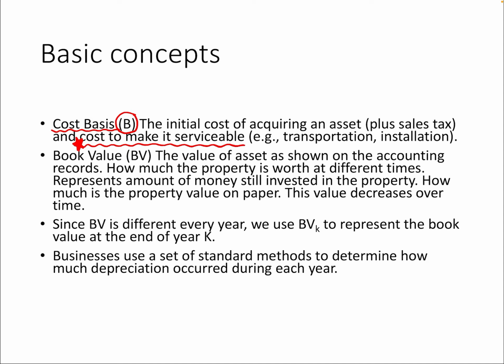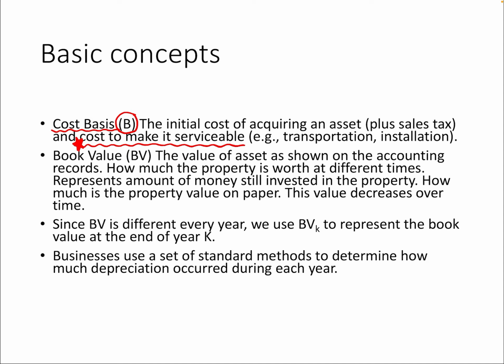So how much the property is worth at different times, that is the book value of that asset or of that property. Which means that value will change. It varies every year because every year you're going to have a little bit of depreciation. So that book value will decrease over time. And it represents the amount of money still invested in the property.